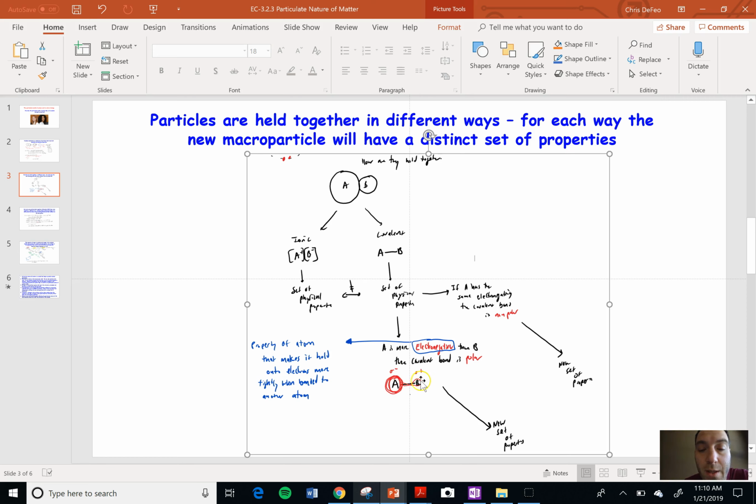And the more it's around B, the more positive. Because B has less negative charge around it, because the electrons spend more time around A, it's going to be slightly positive relative to A. Okay, this type of bond is known as a polar bond. This will have a very distinct set of properties than if A has the same electronegativity as B.